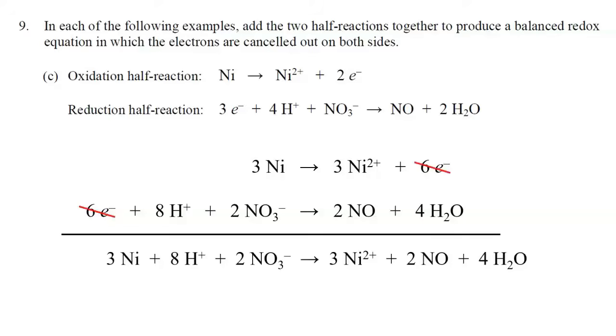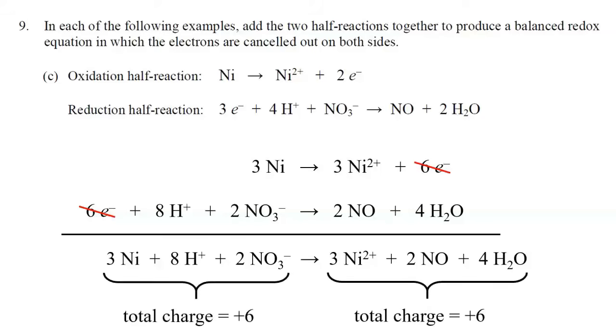Let's just double check that the charge is balanced. 3 atoms of nickel, so no charge. 8 times positive 1 is positive 8. 2 nitrate ions would be 2 times negative 1, so negative 2. 3 times positive 2, positive 6. And then we have neutral molecules of NO and H2O. So if we look at the total charge on the left and the total charge on the right, 8 minus 2 is positive 6. So there's a total charge of positive 6 on both the left and the right. So this is the overall balanced redox equation.